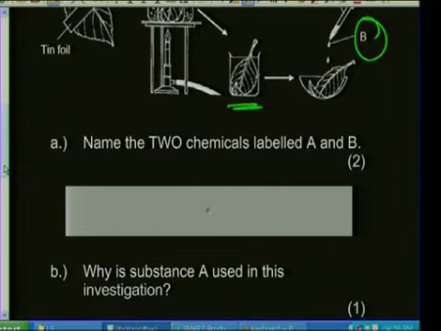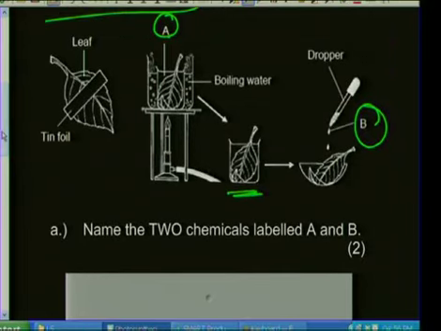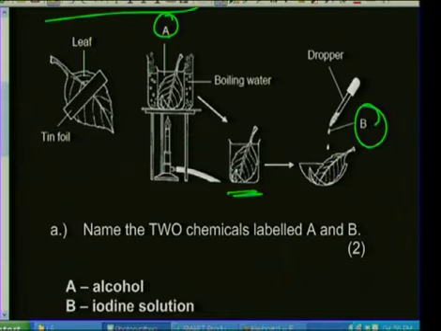Name the chemicals labeled A and B. Good, so you can see both. A is a chemical inside this beaker. B is a chemical inside this dropper. Respectively, A is alcohol. We boil it in alcohol, but we do not expose it directly to the flame. And B is iodine solution to test for starch.